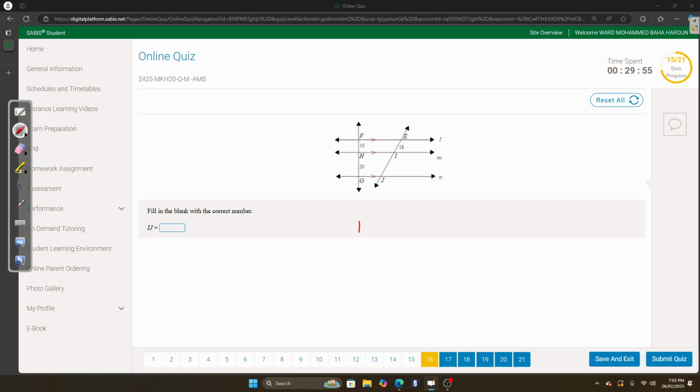This one, 10 over 20 is equal to 18 over x. Divide by 10, you get 1 over 2. You're going to get x is equal to 36.